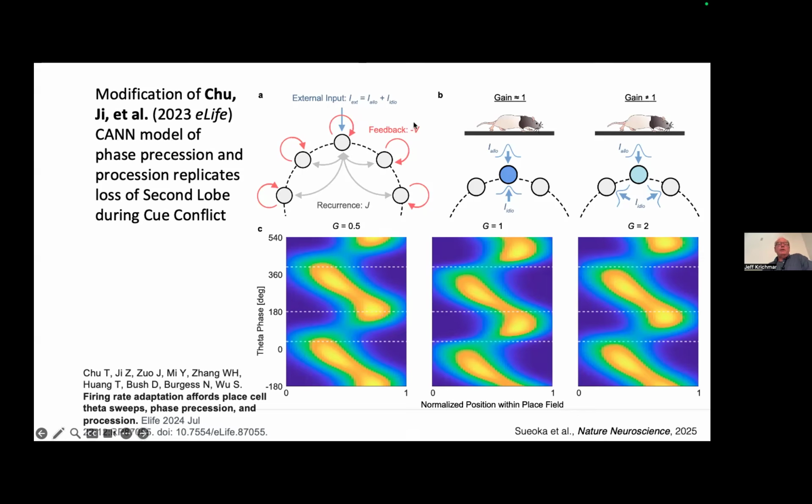What Yotaro did was basically show that in our case, we can take that model and show a similar phenomenon. When the input from the allothetic cues, the landmarks, matches that from path integration, you get a certain amount of input into the excitation. But when there's a mismatch between the allothetic cues and the idiothetic cues, that means there's less excitation into the ring. And we can cause the same phenomenon: when there's this mismatch, that produces the loss of the second lobe, but the first lobe is intact.